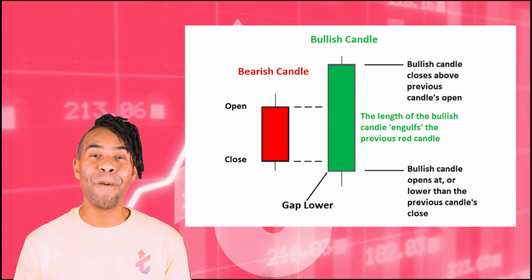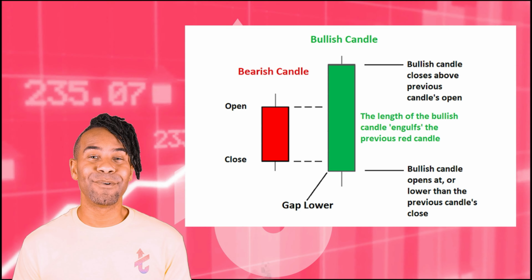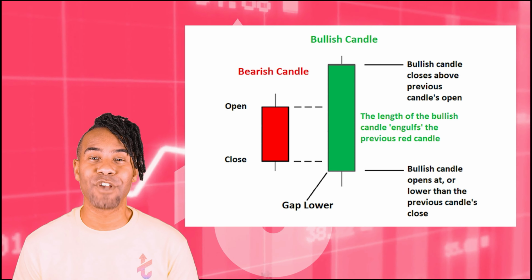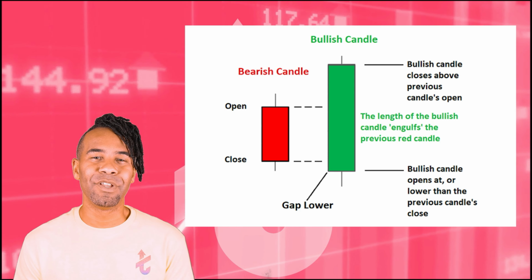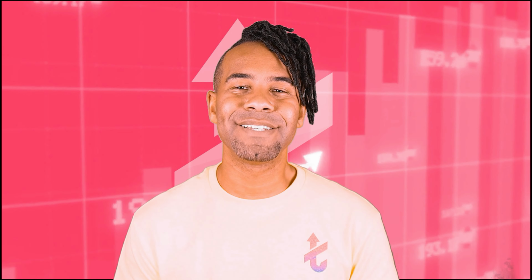The bullish candle opens at or below the previous candle's close. The bullish candle closes above the previous candle's open. Thus, the length of the bullish candle engulfs the previous candle entirely. The large green candle signals bullish momentum. Buyers are aggressively entering the market to push price higher.